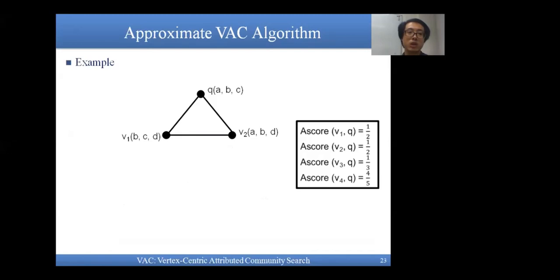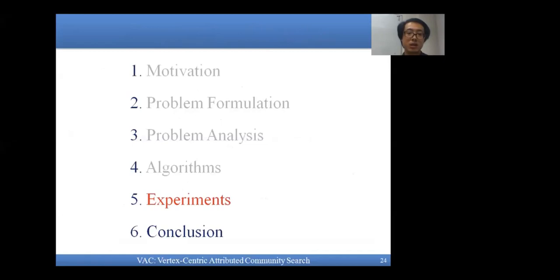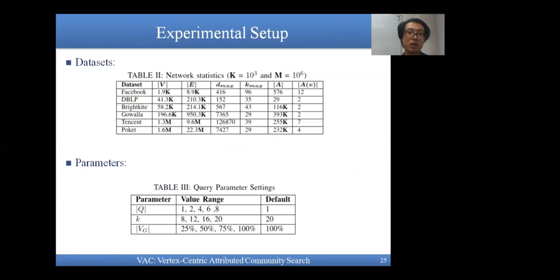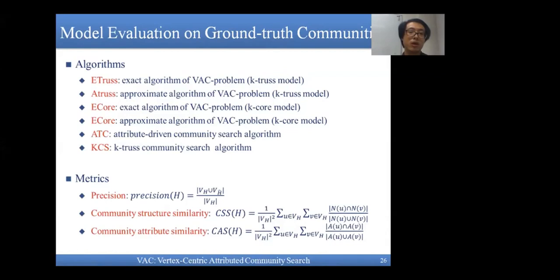Next, we conduct experiments to evaluate our proposed algorithms. We employ 6 data sets in our experiments, in which Facebook contains the ground truth communities. In addition, we evaluate 3 parameters, including the cardinality of the query set, the parameter k, and the cardinality of the graph. We first evaluated the proposed model based on the ground truth communities.